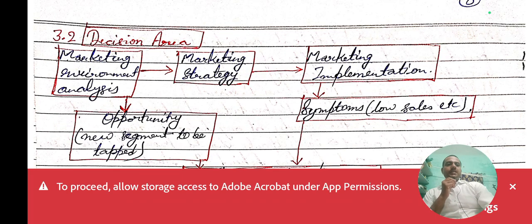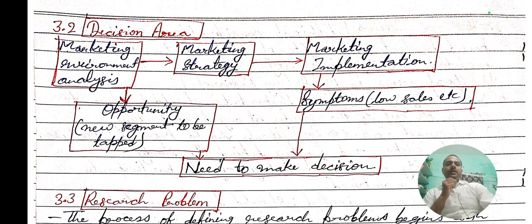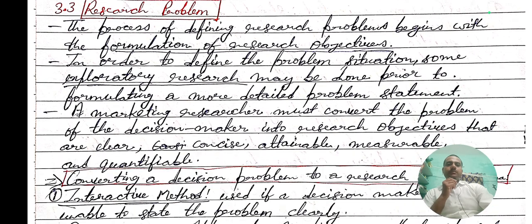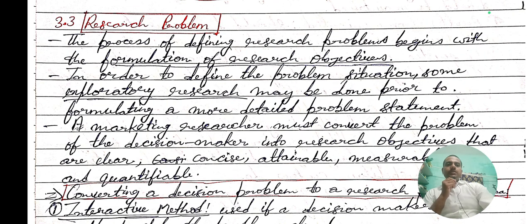So decision area, in which way we can find out the problem for the marketing research, we are going to discuss here. The process of defining the research problems begins with the formulation of research objectives. The first thing is that we have to formulate the research objective.